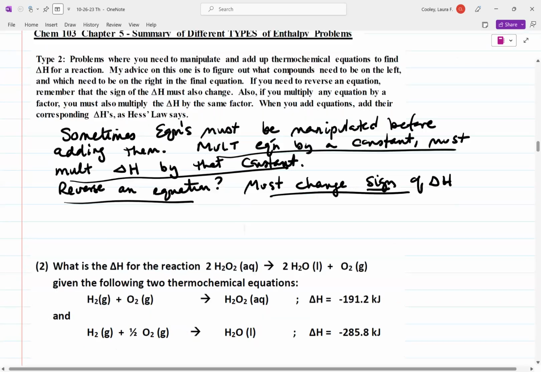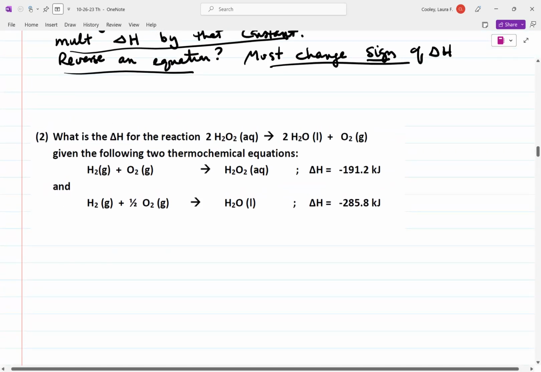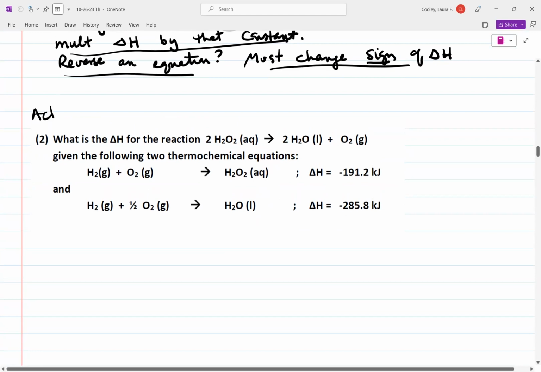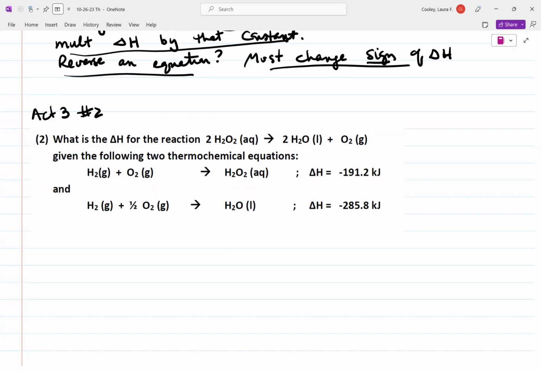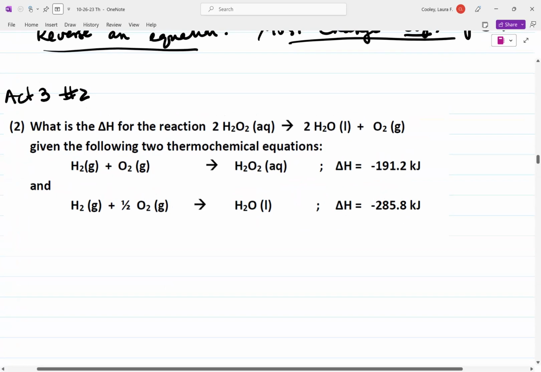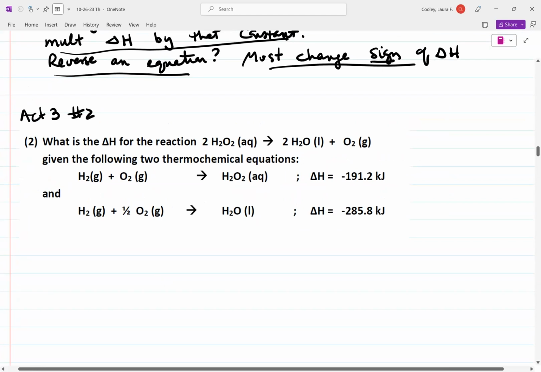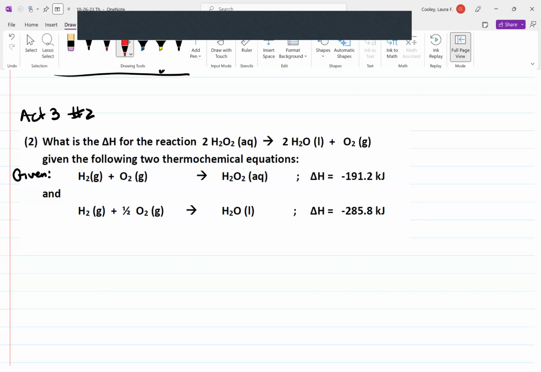Okay, so let's do this problem here. This is activity 3, number 2. We want to get the delta H for this reaction here: 2H2O2, hydrogen peroxide, goes to 2H2 plus O2. But we're given these two equations. Now, how on earth am I going to manipulate these equations to do this?